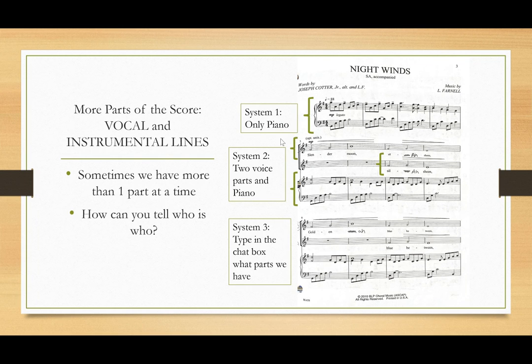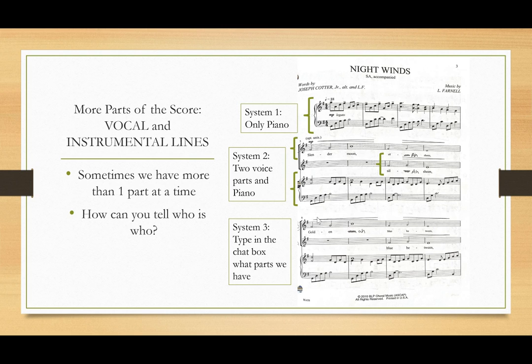All right, this is something else we need to be able to do. Sometimes we'll have more than one part at a time, but how can you tell who is who? So it's a little trickier in this one. It's not super specific, but you can tell at the beginning there's no words, just notes. So this is the piano part. And then in the next system, we've got this staff that has its own set of words and notes. And then we have this staff that has its own set of words and notes. So we know that there are 2 voice parts because you could not sing both of these at the same time, right? And then down here, we still have the piano part.